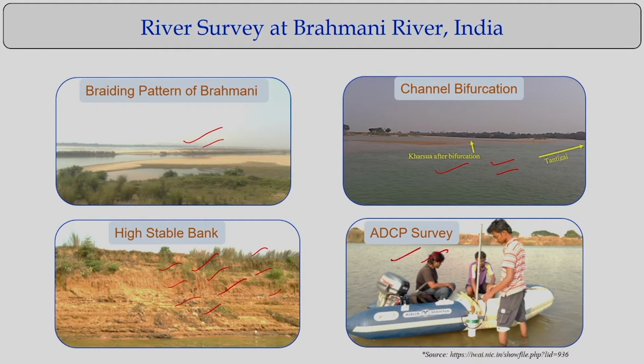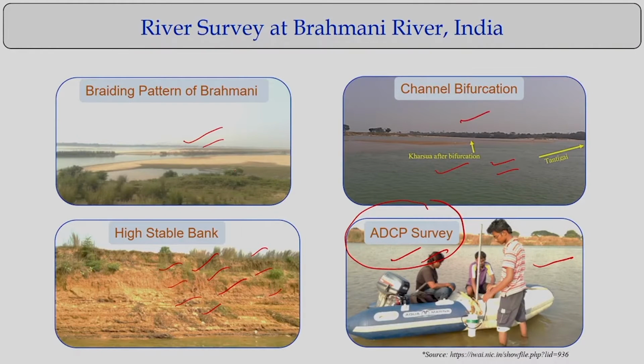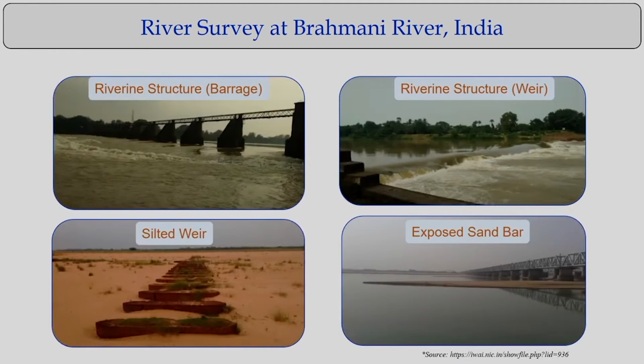And we can go for measuring the velocity distributions, the discharge, and the sediment concentrations, with equipment like acoustic Doppler current profilers. We can do a very extensive river survey to quantify how much water flow there is, how much sediment flow there is, and how it varies from location to location. We can have the river survey, and we can have the field photographs to try to understand how things are changing.